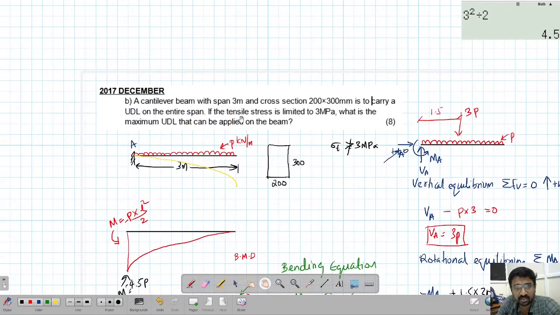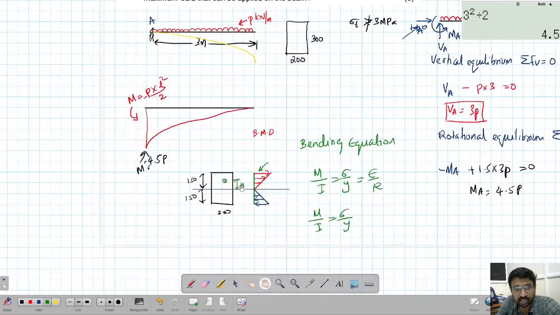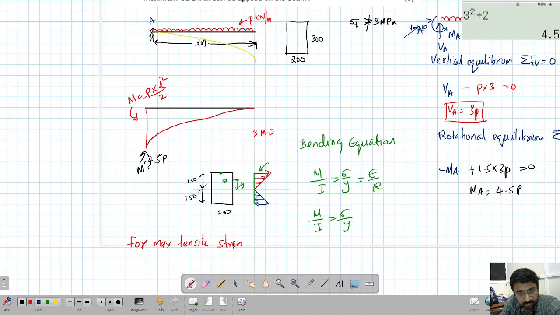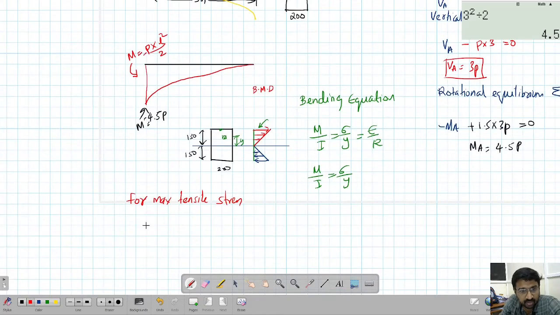What is given here is the maximum tensile stress is 3 MPa. So maximum tensile stress is at the top. For maximum tensile stress, the value of y will be equal to 150. You can see from the neutral axis it will be at 150. Maximum compression also will be the same here because it's a symmetrical section. There is no change here.